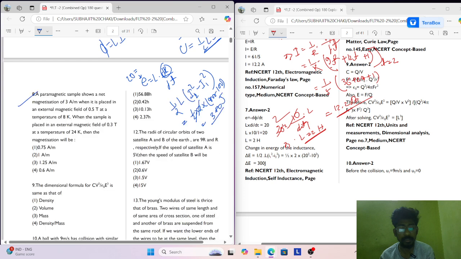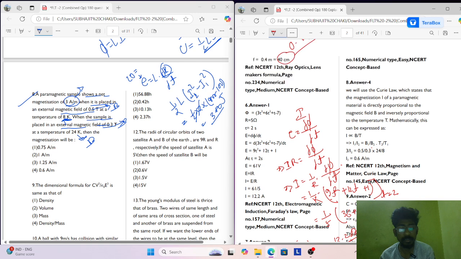A paramagnetic sample shows a net magnetization of 3 ampere per meter when it is placed in the external field of B at temperature T, temperature 8 Kelvin. So this is a magnetization that is related to the Curie temperature.